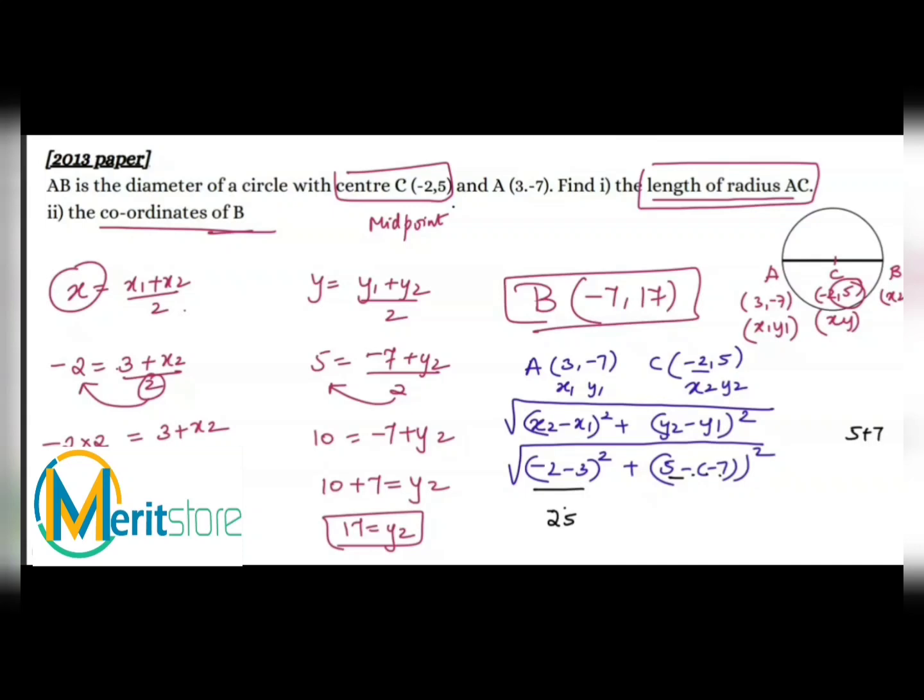There are two minus signs in the center. So it becomes 5 plus 7. That's 12. 12 square is 144. This becomes root 169 and root 169 is 13. So the length of radius AC is 13 units.